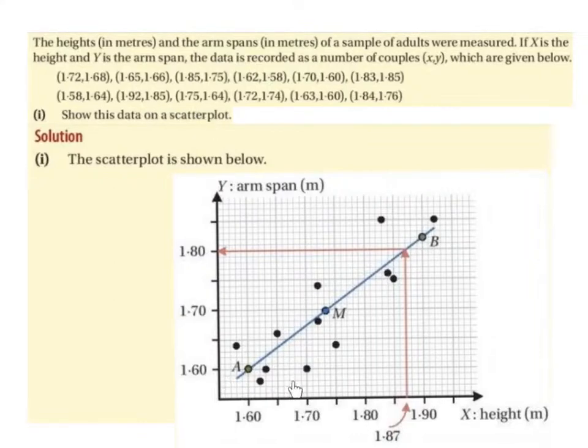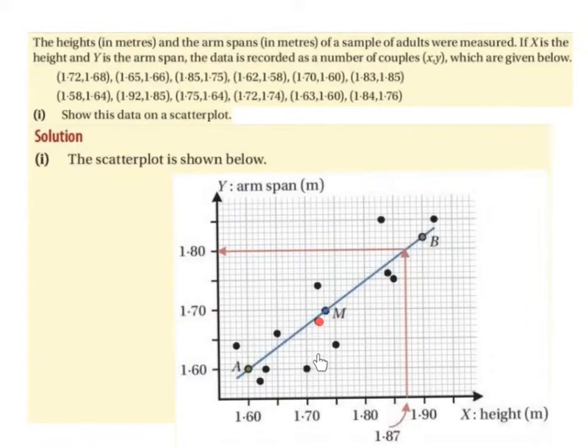So we start off by drawing our x-axis and our y-axis. Remember, the x-axis is the height in meters and the y-axis is the arm span in meters. The first couple we have is 1.72 for the x value and 1.68 for the y value. So we go to 1.72 on our x-axis, which is about here, and we go to 1.68 on our y-axis, which is about here. We go up and across until we meet, and this is our coordinate for 1.72, 1.68.